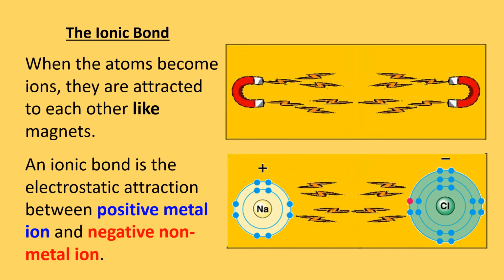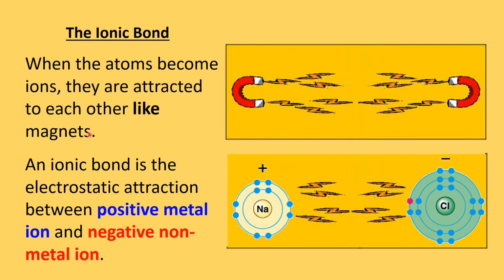So as soon as your sodium loses its electron, becoming a sodium ion, your chlorine picks up an electron, becoming chloride. Those two ions will then attract each other. This attraction that they have for one another is what's known as an ionic bond. So the definition for an ionic bond is the electrostatic... Now we don't need to necessarily have that word, don't worry too much. An ionic bond is the attraction between positive ions and negative ions.